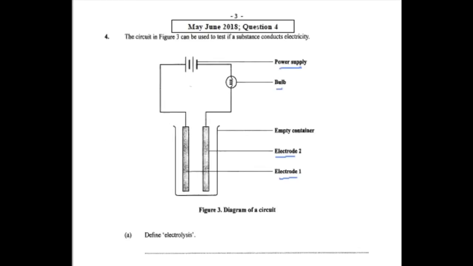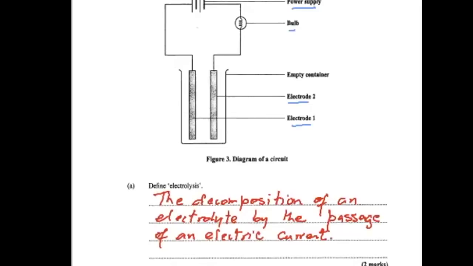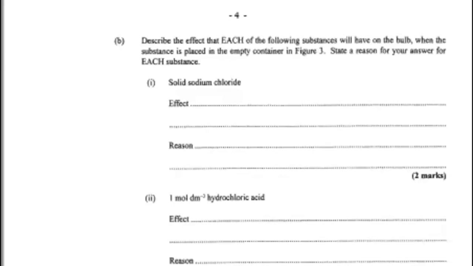So they ask us in part A, for 2 marks, to define electrolysis. So we will just be thankful for two marks. All right, so it's the decomposition of an electrolyte by the passage of an electric current. Part B, describe the effect that each of the following substances will have on the bulb when the substance is placed in the empty container in figure 3. State a reason for your answer for each substance.